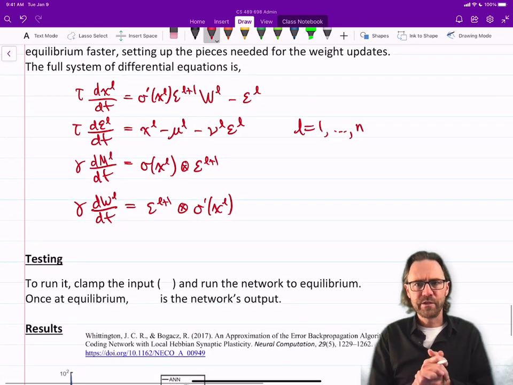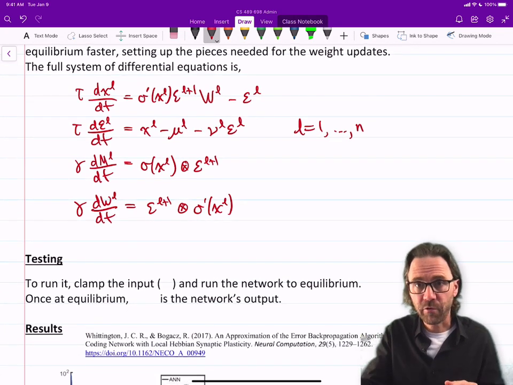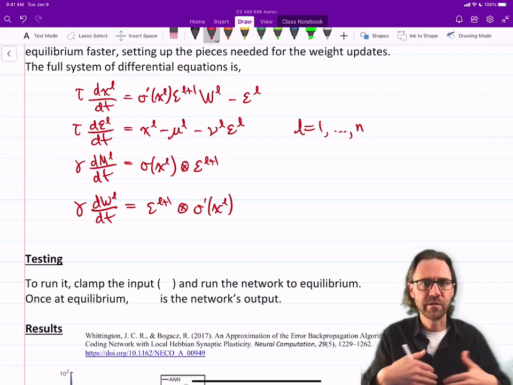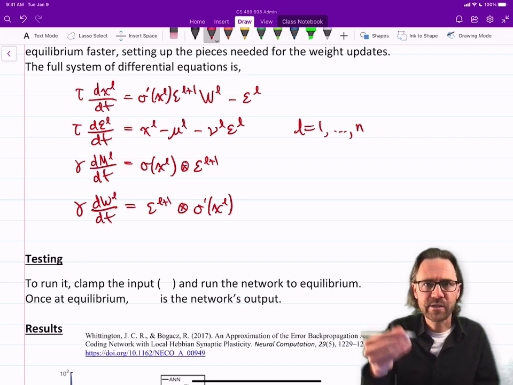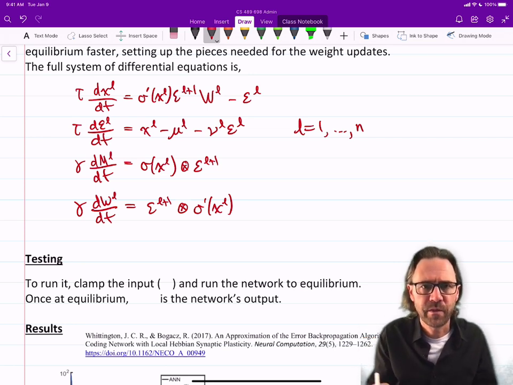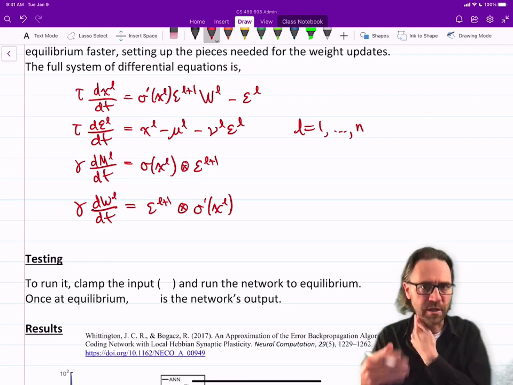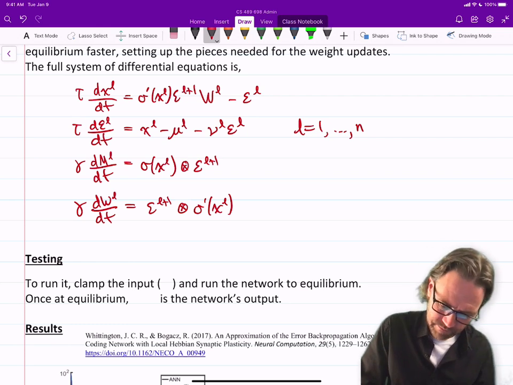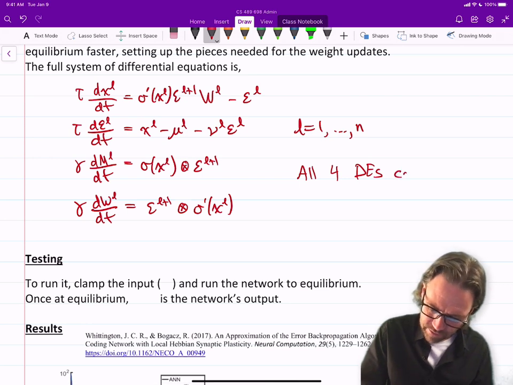so all 4 of these DEs can be run simultaneously. It's not like you have to do a feed forward pass and then you fix the node values and then you update the connection weights. If you run these all simultaneously, the fact that the x and the epsilon update faster will take care of the fact that the connection weights are updated based on the equilibrium values of x and epsilon. So all 4 differential equations can run simultaneously.